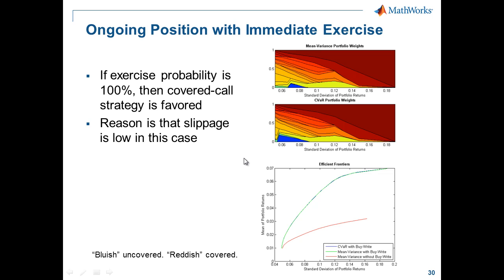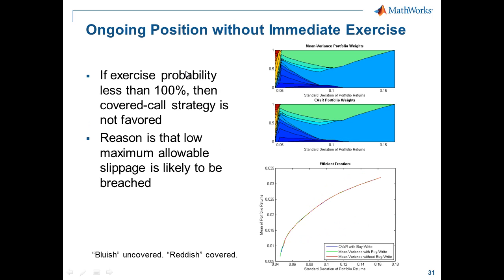The more likely scenario, however, is that the exercise probability is less than 100%. And in that case, the covered call strategy is not favored. And the reason is that the very low maximum allowable slippage is likely to be breached. And as you can see, these are the efficient frontiers that you get.